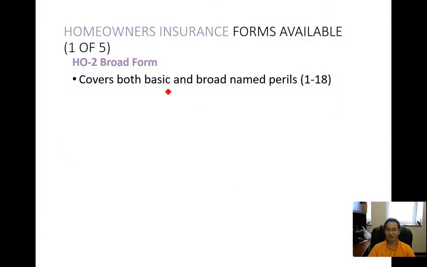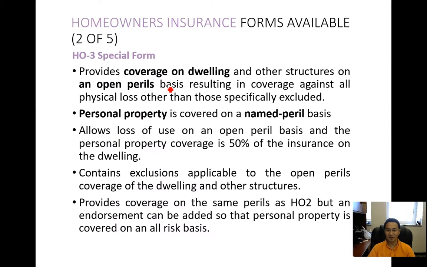This is HO2, right? Covers basic and broad named perils. Okay, we have 18 of them. HO3 provides coverage in dwelling. It's open perils, which is really good. Personal property is named peril basis. A lot of loss of use. 50% insured on the dwelling. Contains exclusions. Okay, read over those exclusions.